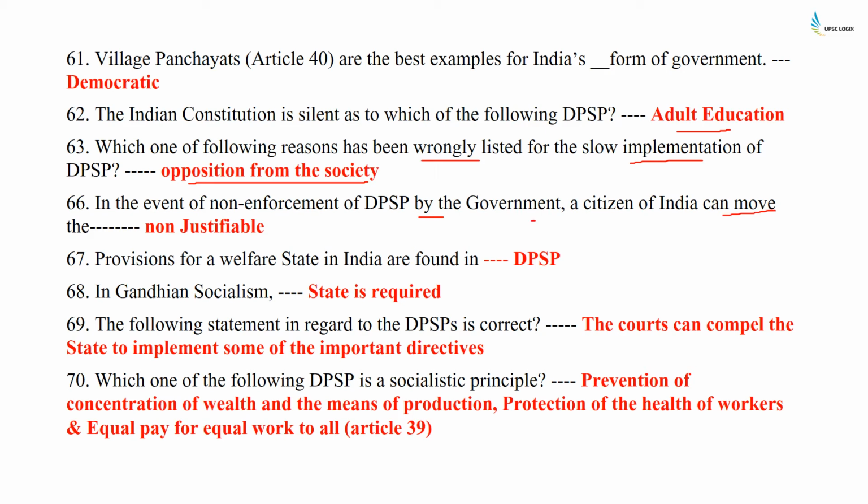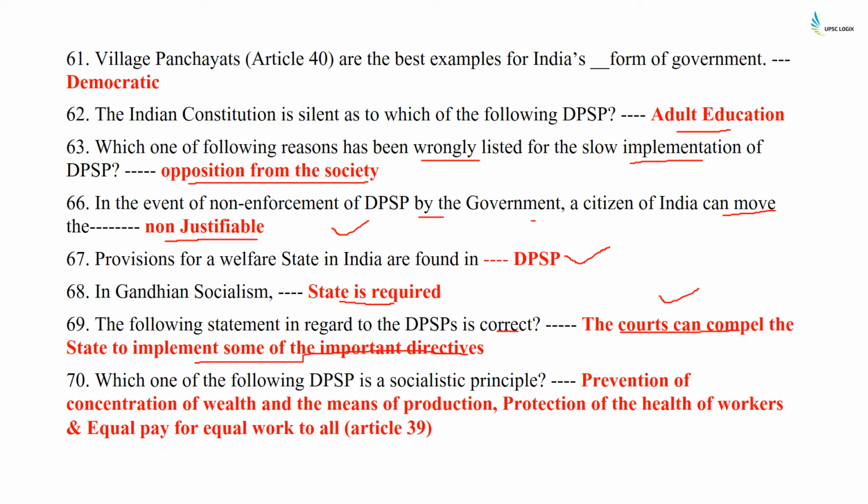So this is a non-justifiable right, so the citizen can do nothing. Provisions for a welfare state in India are found again in DPSP. In Gandhian socialism, state is required. The following statement in regards to DPSP is correct, and that is the court can compel the state to implement some of the important directives. So the court has got this power.